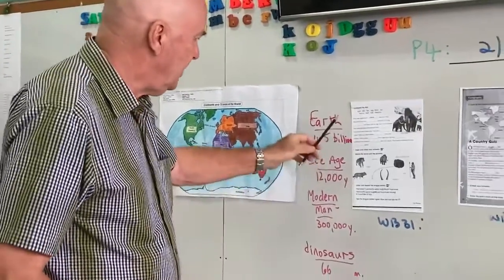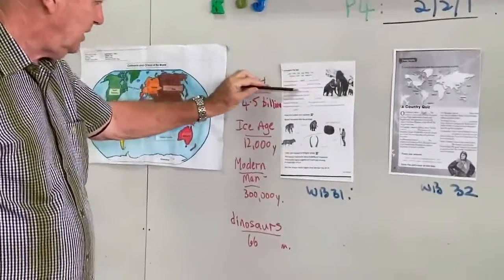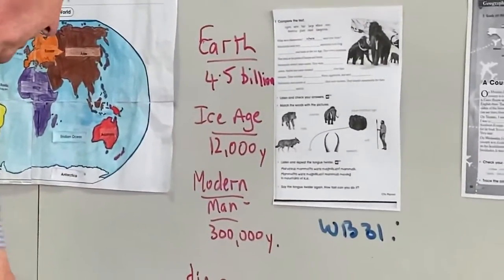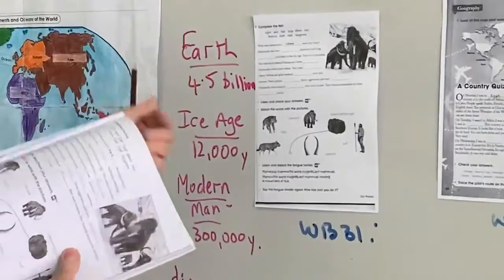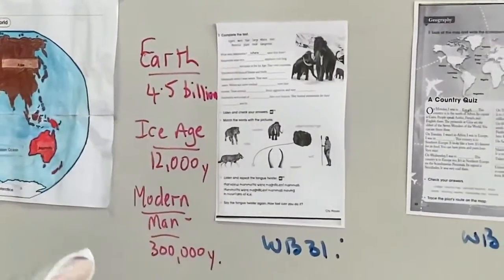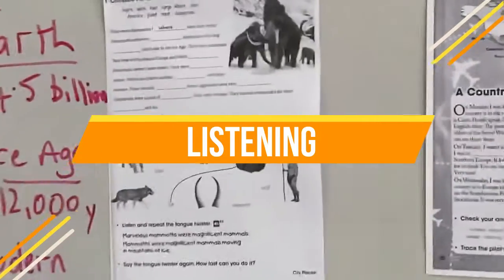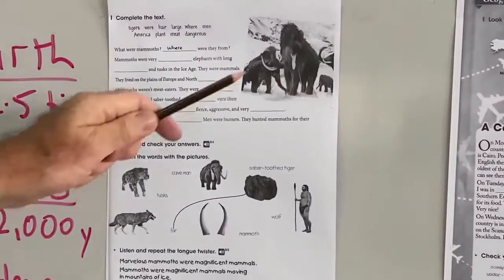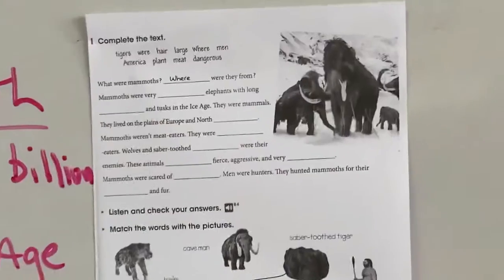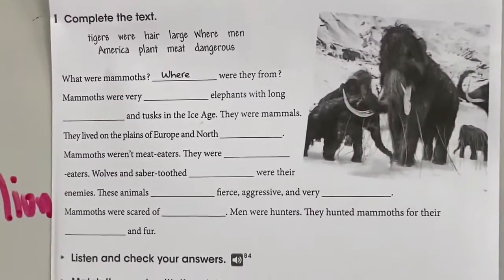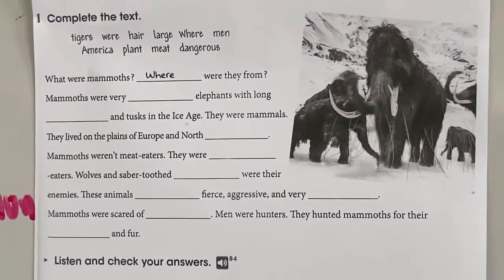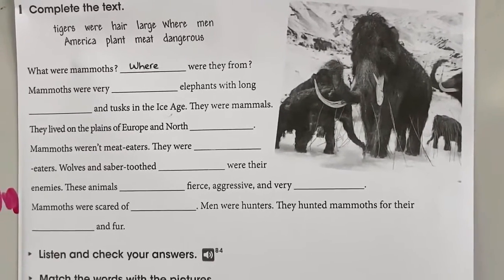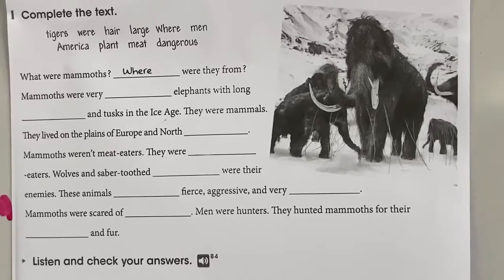So what have we got to put in? Some words here. Okay? So if you listen to me, read this, all you got to do is fill in these missing words. Are you ready? So, talking about animals called mammoths, big hairy looking elephants. What were mammoths? Where were they from? Mammoths were very large elephants with long hair and tusks in the Ice Age.